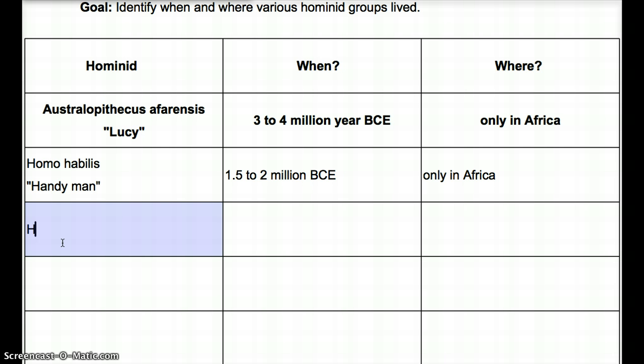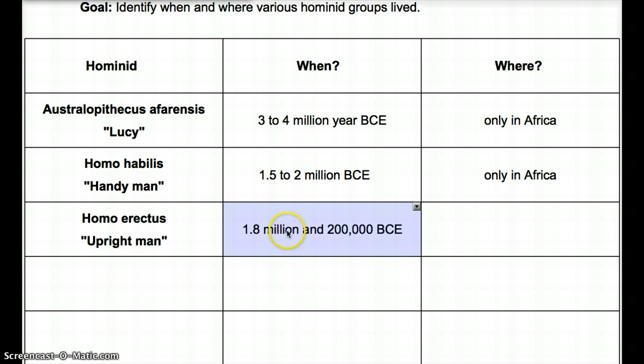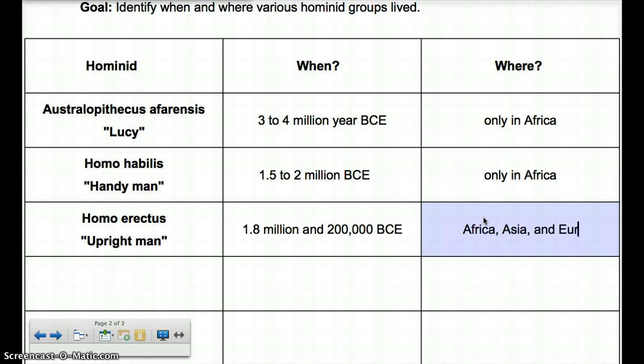Next up, let's talk about Homo erectus. Let's come up with a nickname, quick. Let's call this Upright Man. And when did Upright Man hit the scene? Well, Upright Man started around 1.8 million years ago, actually BCE to 200,000 BCE. And where did Upright Man live? Well, they lived in Africa, Asia, and Europe. So they were the first group of hominids that left Africa.